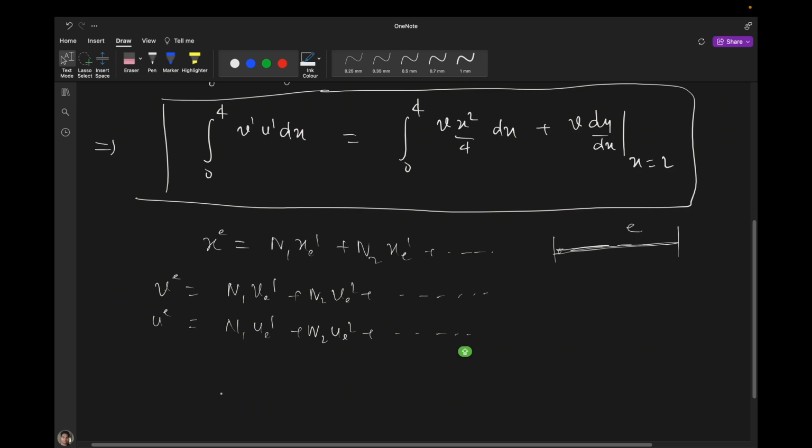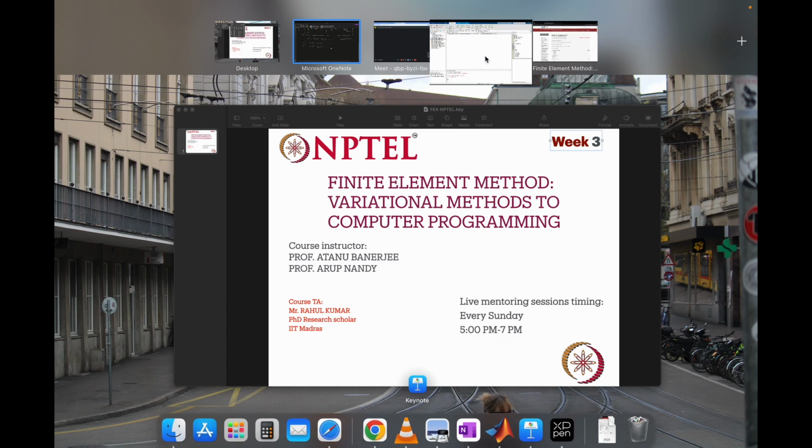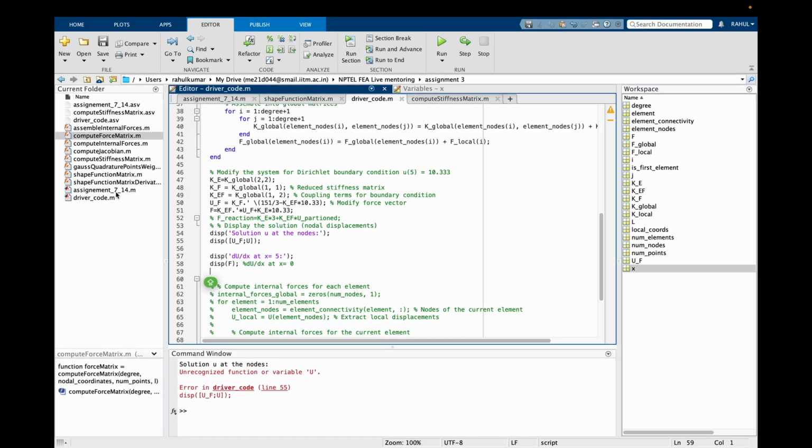So here you can see that if it is a linear polynomial, then I can write something like (1 minus zeta)/2, (1 plus zeta)/2, something like that. So what I did is, I have created a MATLAB program. I will show you.